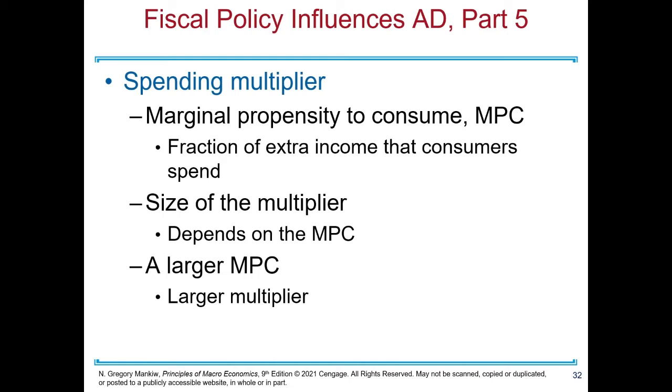Let's say I give them $1 and they spend 75 cents and save 25 cents. The marginal propensity to consume is going to be 3/4. They spent 3/4 of the dollar. They saved 1/4 of it.